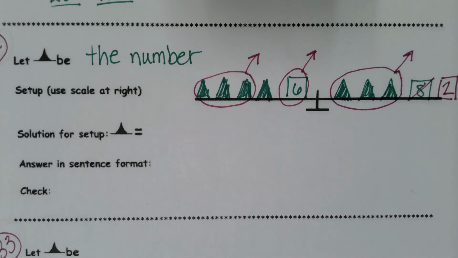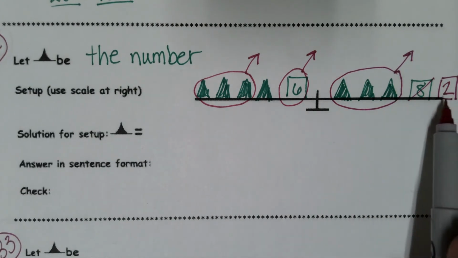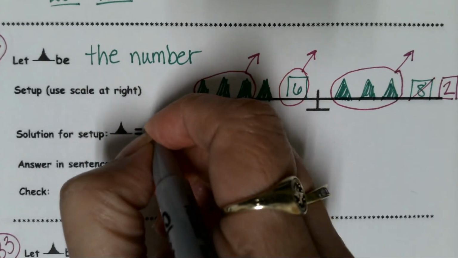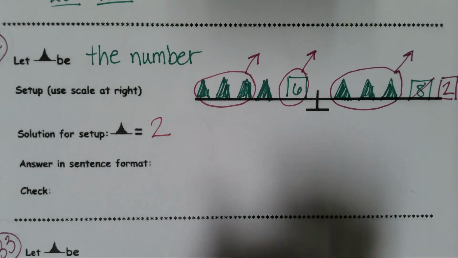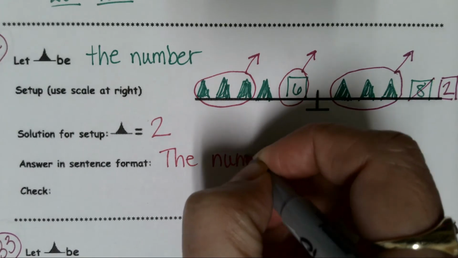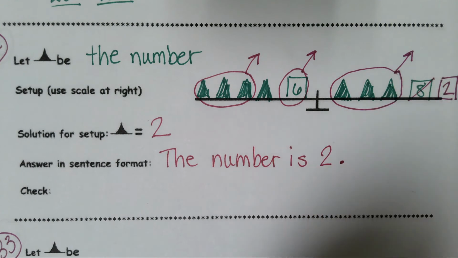So let's go ahead and solve for what we have left. Here on the left we have a pawn, and on the right we have a 2. So pawn equals 2. The solution then is 2. How do we write that in sentence format? We're simply going to write the number is 2.